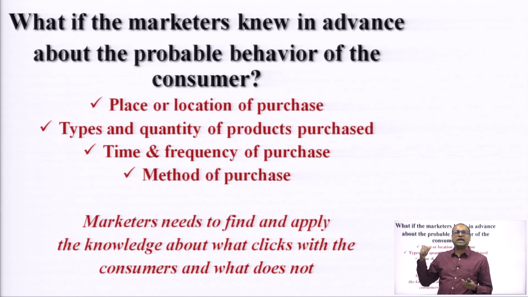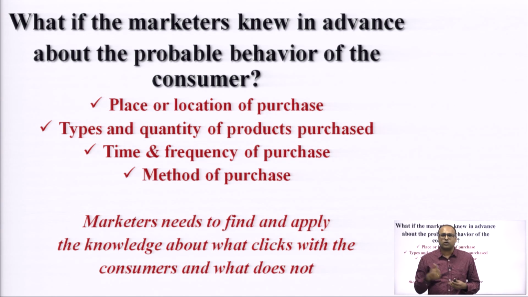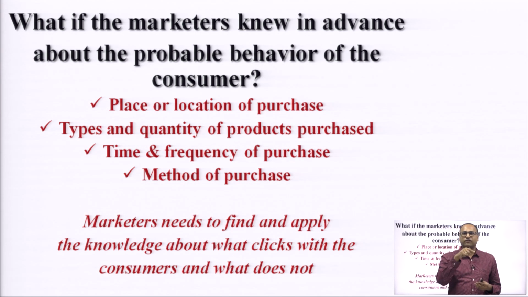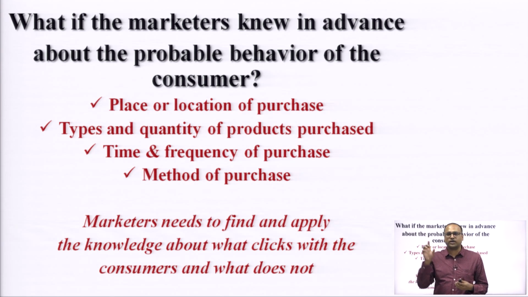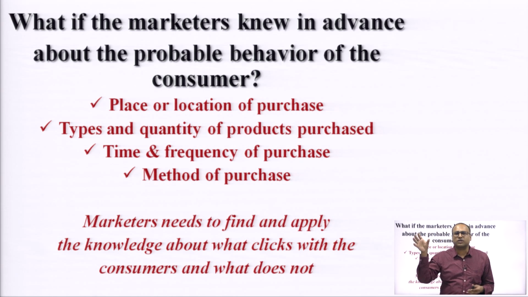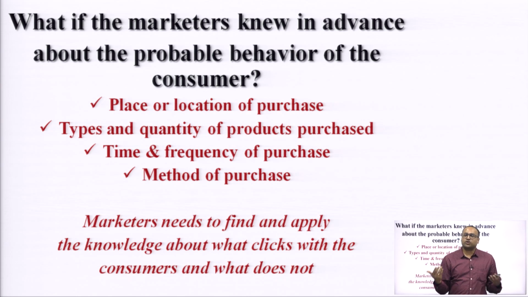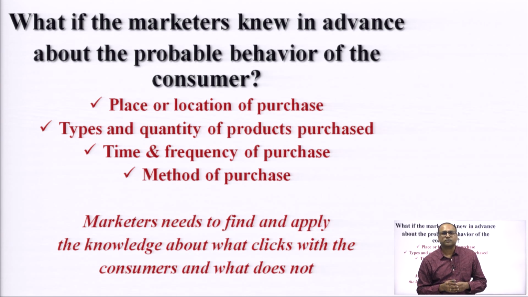He needs to know the place and the location exactly. Where would you like to buy a product? Offline or online? Online, which portal? Offline, which shop? Which area? Which location? I need to put my product available there. Right? Then also the type and quantity of purchase should be monitored.